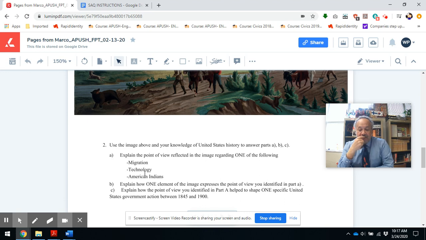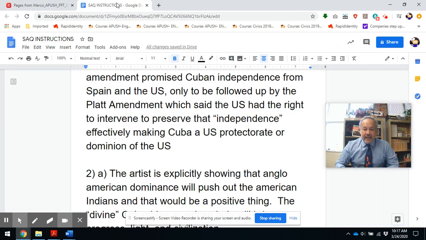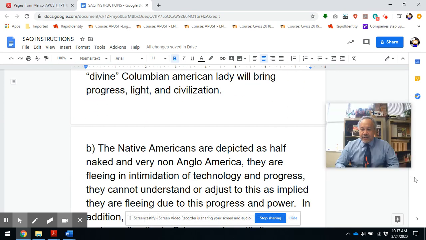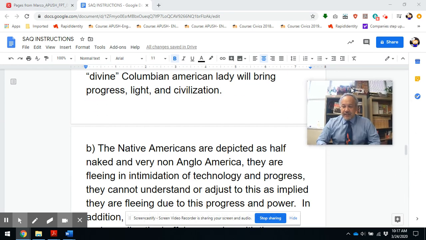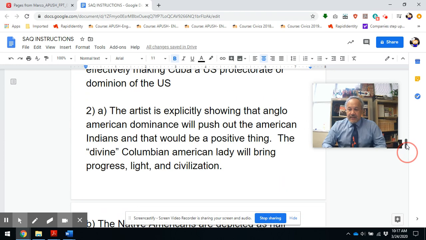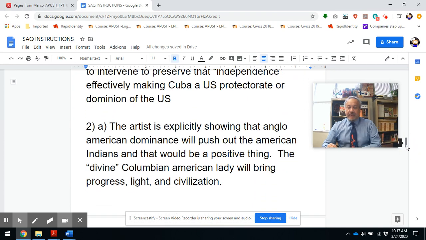Explain how the point of view you identified in part A helped to shape one specific United States government action, and always cite some kind of example that may not be explicitly in the source or in the painting or the cartoon. So let's take a look here. It's good that I did choose that, since the cartoon, sorry about that, the artist is showing that Anglo-American dominance will push out the American Indians. That would be a positive thing.